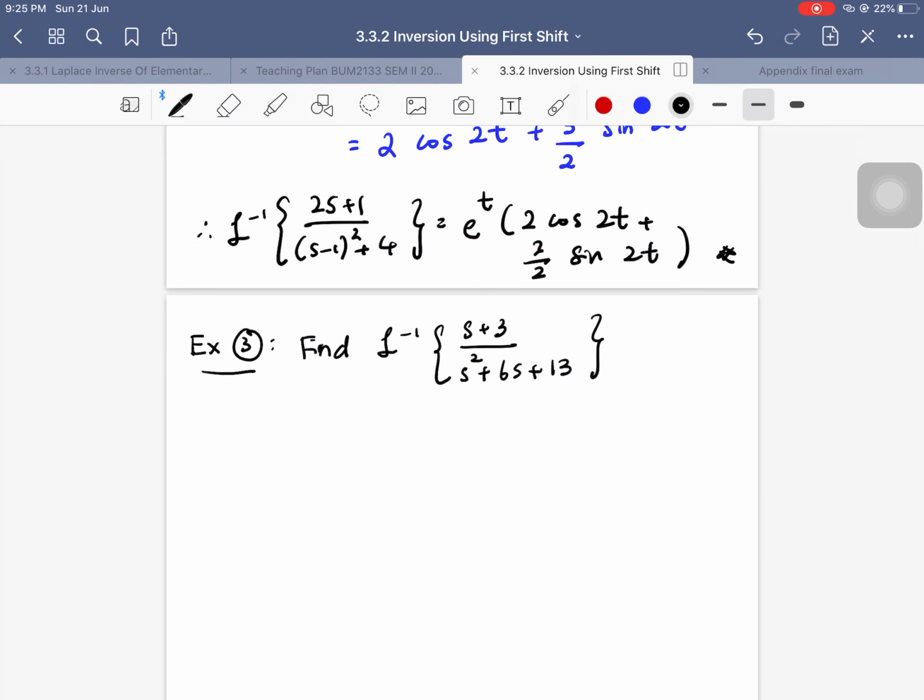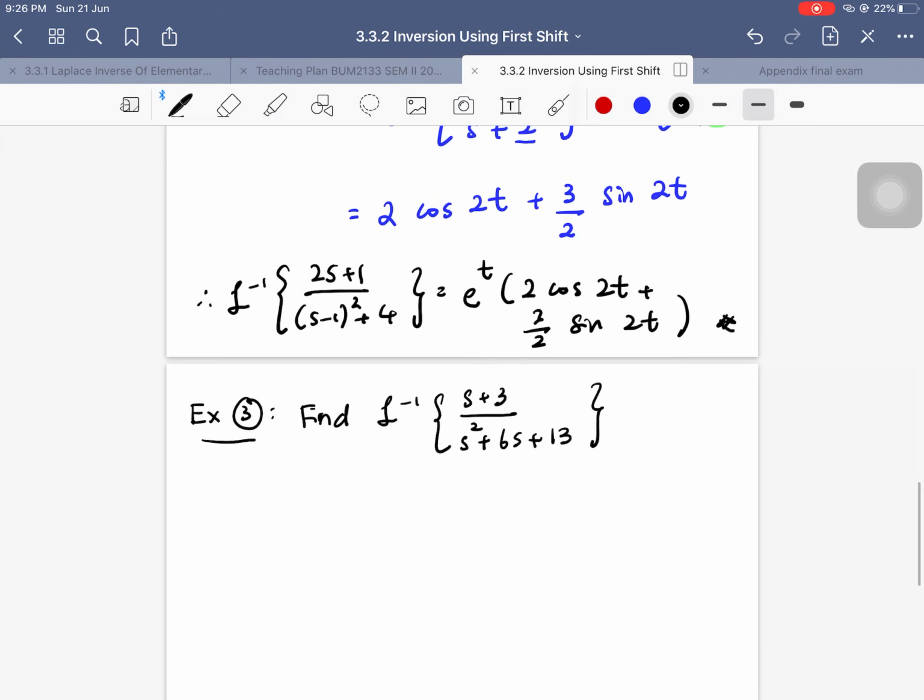Okay, now we have the last example, which is the third one. I'm going to find the Laplace inverse of s plus 3 over s squared plus 6s plus 13. So actually there is a slight difference between this example and the previous two. Can you tell what is going to be the value of a for this one when we look at the bottom? There is no way we can tell that. Again, I told you it has to be a bracket in terms of s plus or minus a constant, which is none for this case.